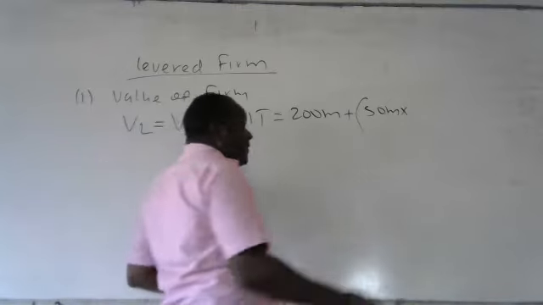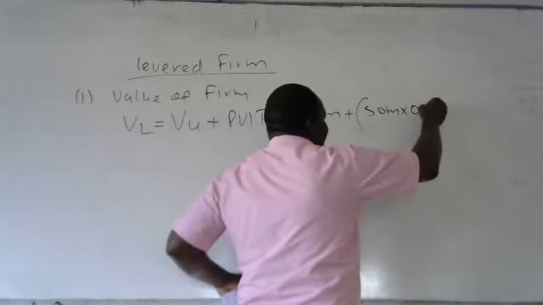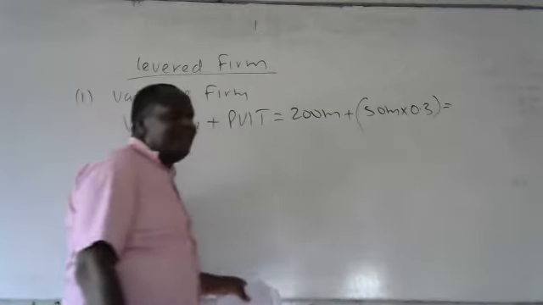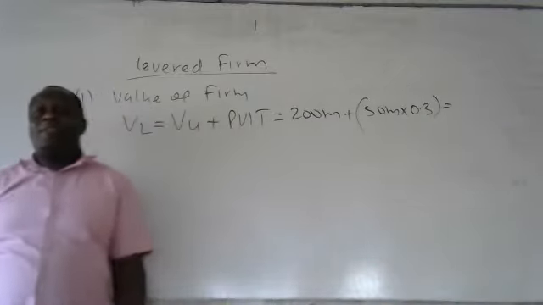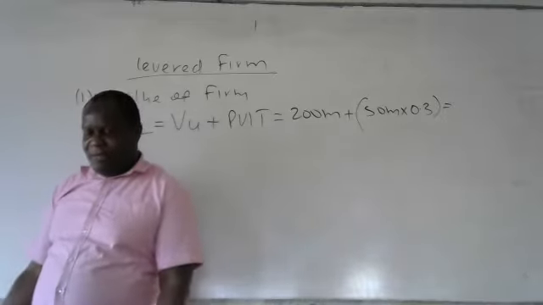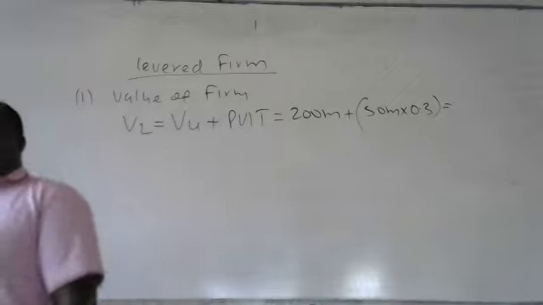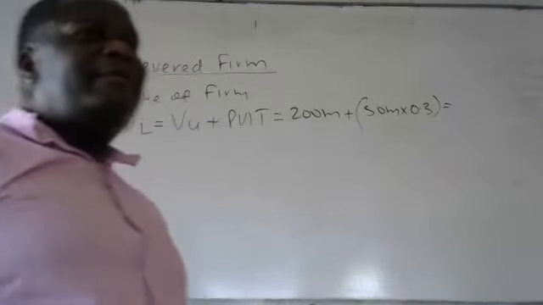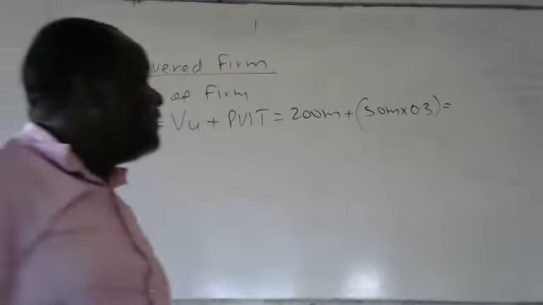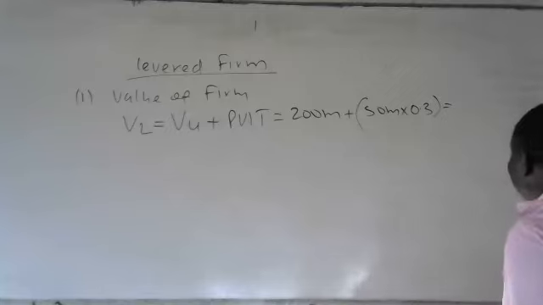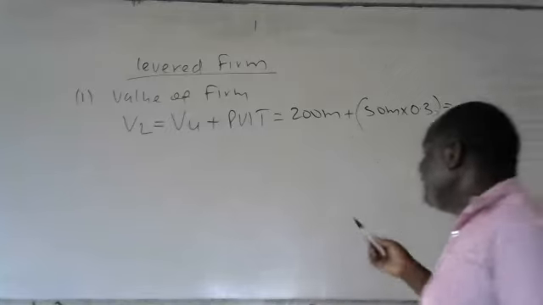To calculate the present value of the interest tax benefit, you simply take the debt multiplied by the tax rate. The value comes to 215.